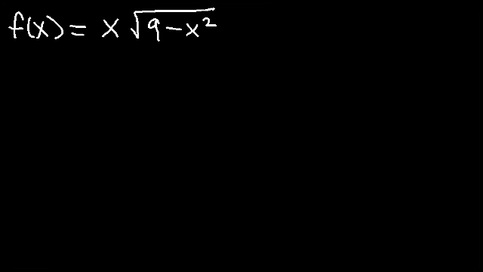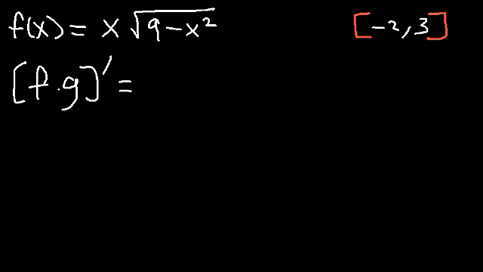Try this one. Let's say f of x is equal to x times the square root of 9 minus x squared, on the interval negative 2 to 3. So what can we do to find the first derivative? We need to use the product rule. If you have two functions, f times g, according to the product rule, it's going to be f prime g plus f g prime.